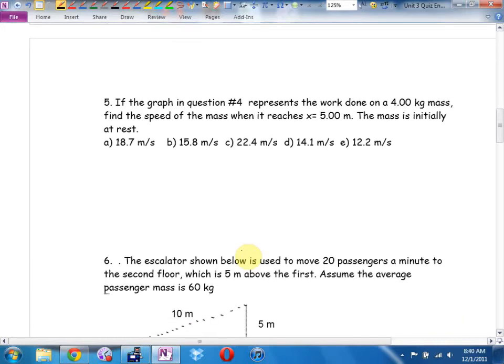Oh, apparently I thought of that question in number 5. That makes sense. I was going, be a great question to ask. If the graph in question 4 represents the work done on a 4 kilogram mass, find the speed if it was initially at rest. So work is also change in kinetic plus change in potential.